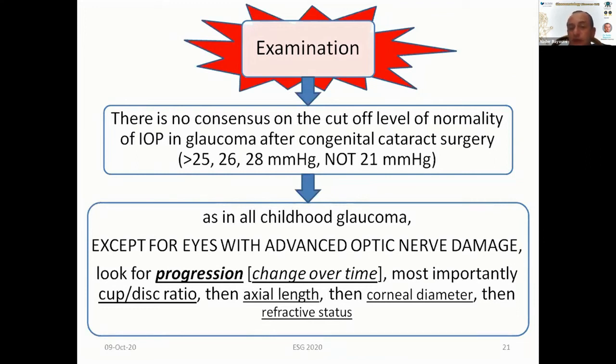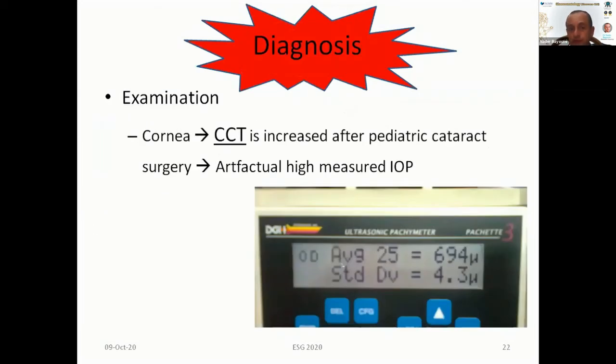And as Professor Khalil highlighted, the most important parameter is the optic nerve appearance, whether you describe it by cup disc ratio, neural rim thickness, whatever you choose to describe the changes in the optic nerve, but it is the optic nerve that shows the major brunt. Then come the other parameters, namely the axial length, the corneal diameter, the refractive status, after, of course, raising the controversial issue of the intraocular pressure.